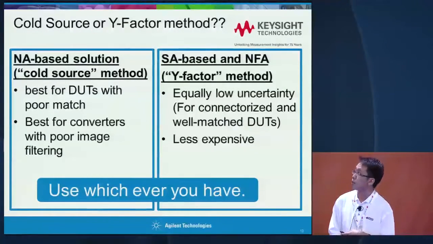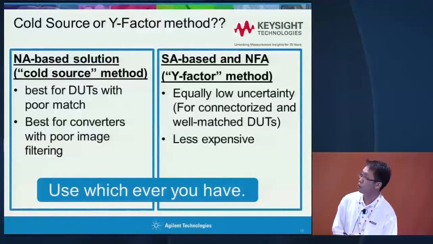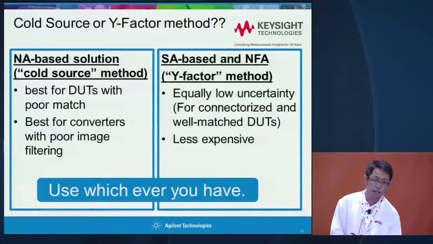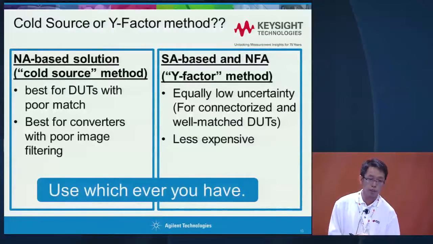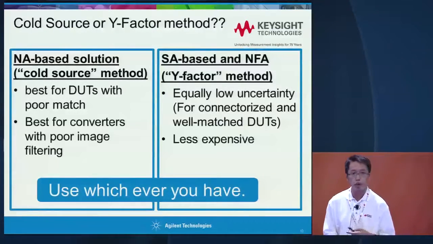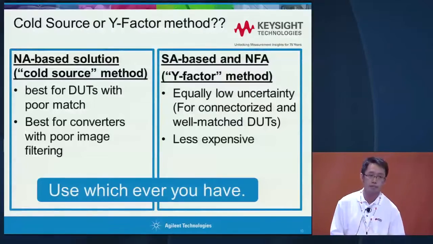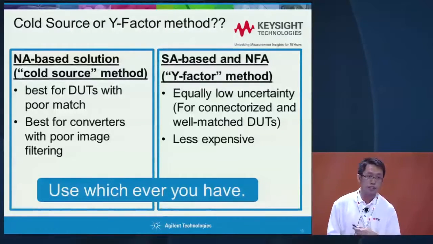In summary, we have two types of measurement methods for noise figure measurements. The first one, the cold source method, is used by the NA, and the second one, the Y-factor method, is used by the SA. Which one should we use? Well, the NA-based solutions give you very high measurement accuracy for noise figure measurements, whereas for SA-based noise figure measurements, we are still able to get equally low uncertainty levels if you are measuring connectorized and well-matched DUTs. And the SA-based solutions are less expensive compared to the NA-based solutions.